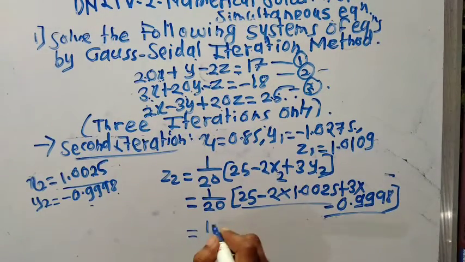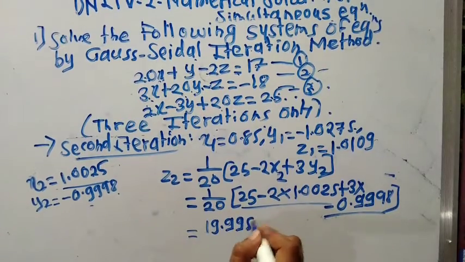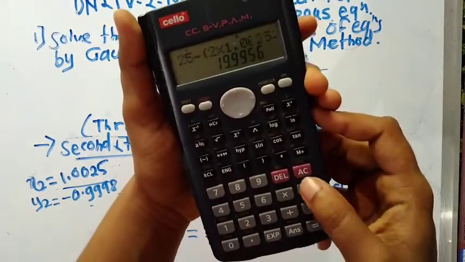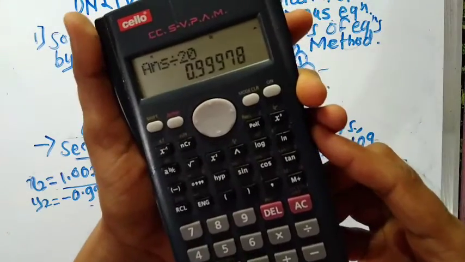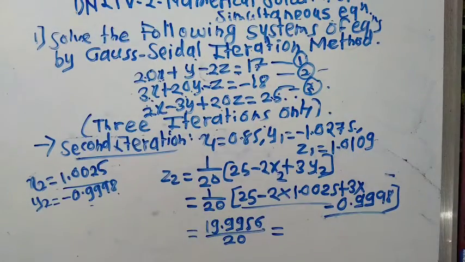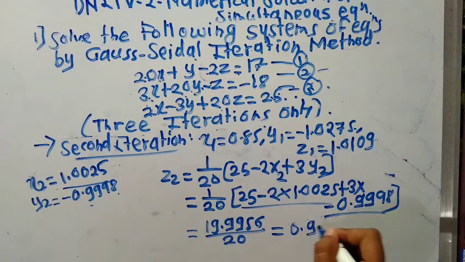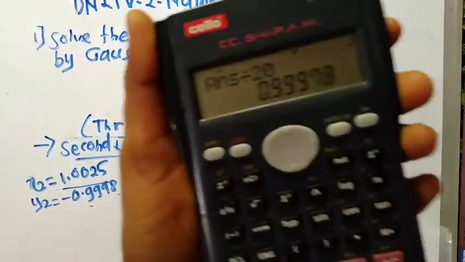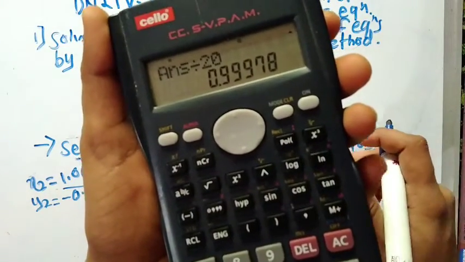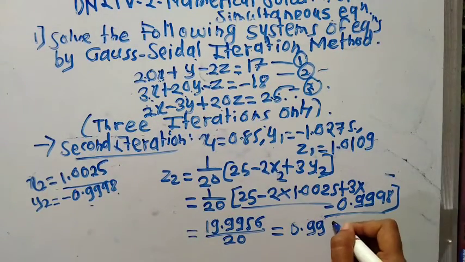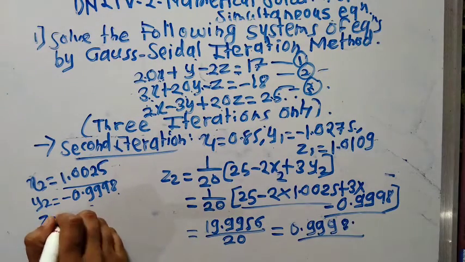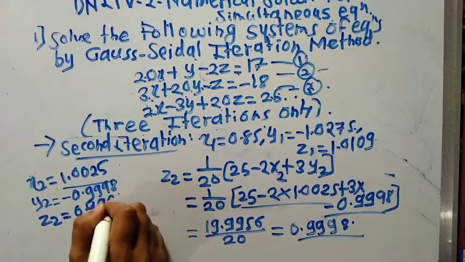Which is equal to 19.9956 divided by 20, which is equal to 0.99978, so next number to 7 is 8, that is 0.9998. So z2 is 0.9998.